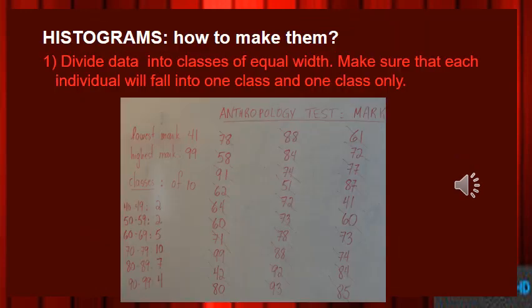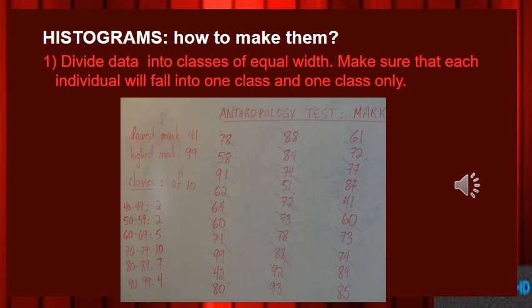If I want to do a histogram with this distribution, my first step will be to decide how I separate my horizontal axis. How big will my classes or my subgroups be? So I will first look at my lowest number. If I look at my distribution, I see that my lowest number is 41%. This is the lowest mark. And my highest mark is 99%. So my histogram will have to show marks between 41 and 99.